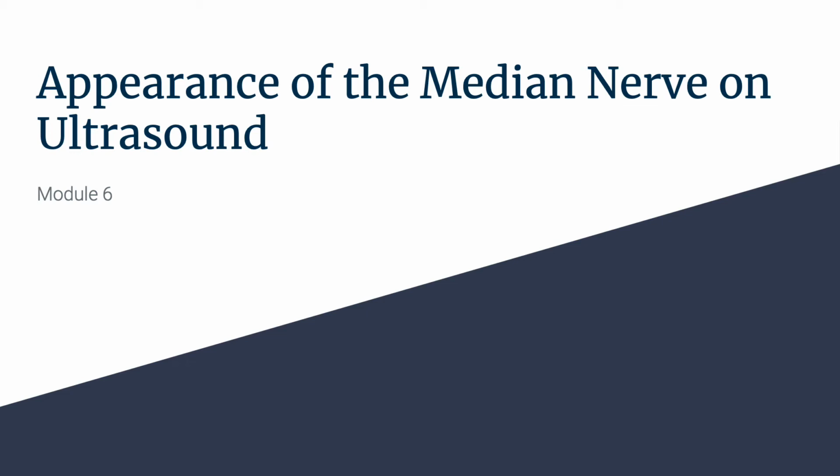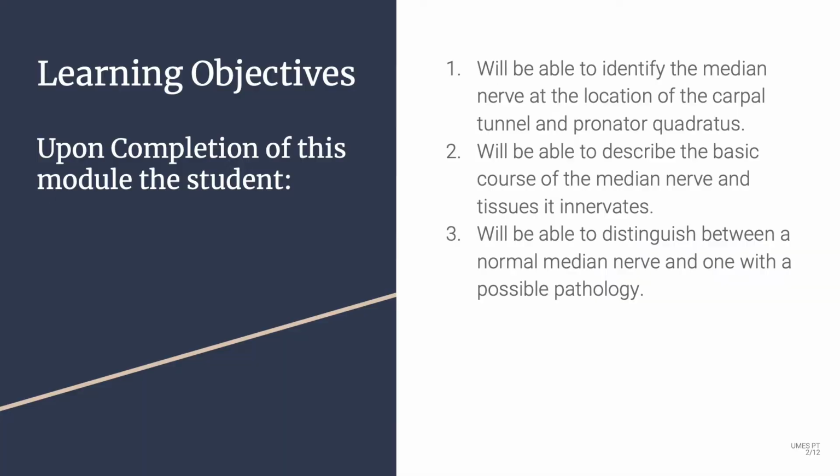In this module, we'll be talking about the appearance of the median nerve on the ultrasound. Upon completion of this module, the student will be able to identify the median nerve at the location of the carpal tunnel and pronator quadratus, will be able to describe the basic course of the median nerve and tissue it innervates, and they will be able to distinguish between a normal median nerve and one with a possible pathology.